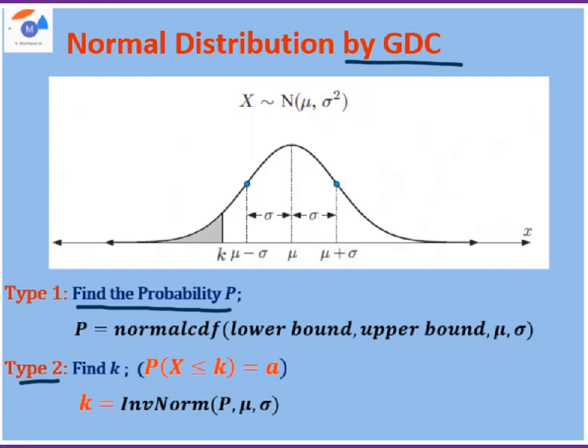For type 2, you need to figure out the key value, like this. For the graphing calculator, you have to use inverse norm. The probability you put into the graphing calculator has to be x less than or equal to k.